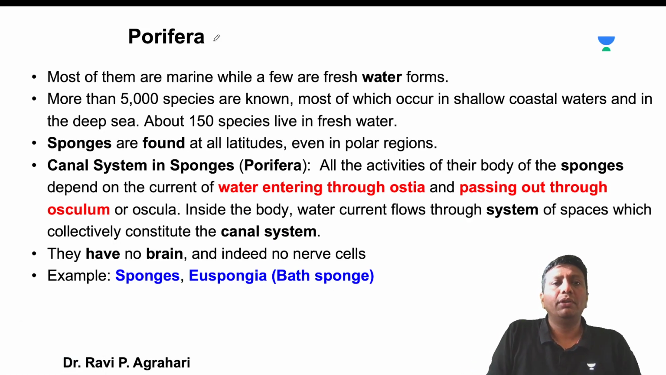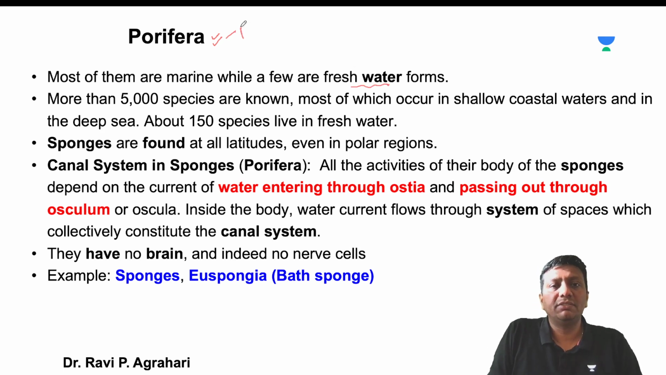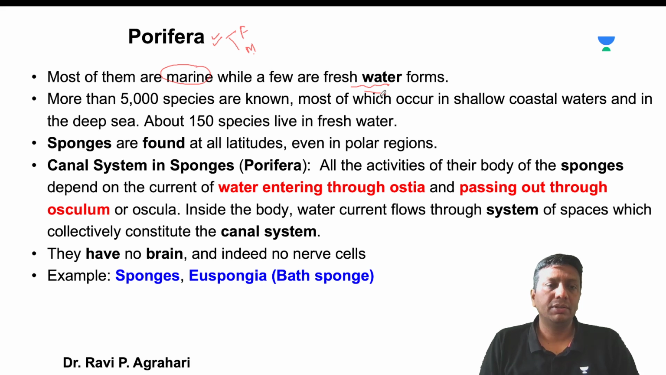The next group is called Porifera. Most of them are marine animals and a few are in fresh water. So poriferans are present in both fresh water and marine water, but again, mostly they are marine and some are freshwater. Around 5,000 species of poriferan members are known, and hardly 150 species are in fresh water.